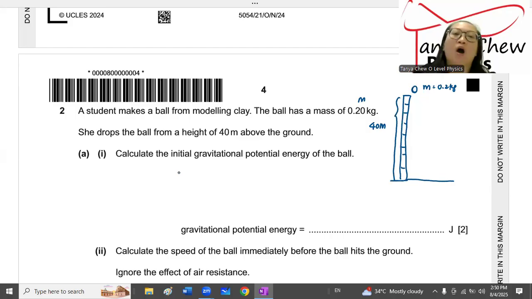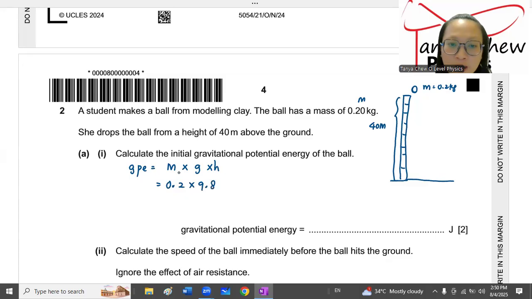The equation of the gravitational potential energy, I'll just write down GPE, stands for gravitational potential energy, is m times g times h. M represents the mass, g represents the gravitational field strength, which is 9.8, and h is the height measured from the ground. So that is why I use 0.2 times 9.8 times 40 meter, and I got 78.4 joules. I put it in terms of three significant figures.